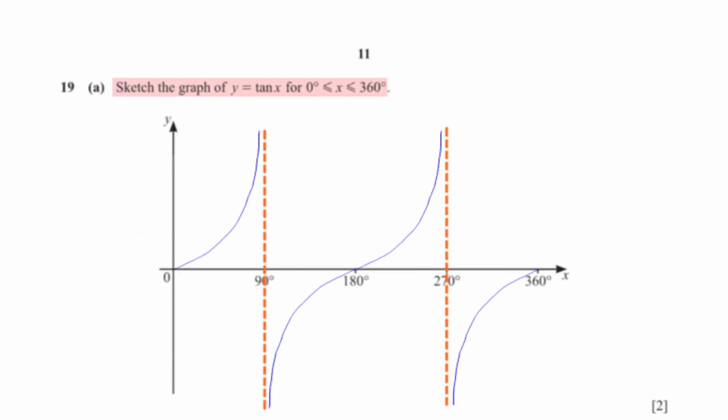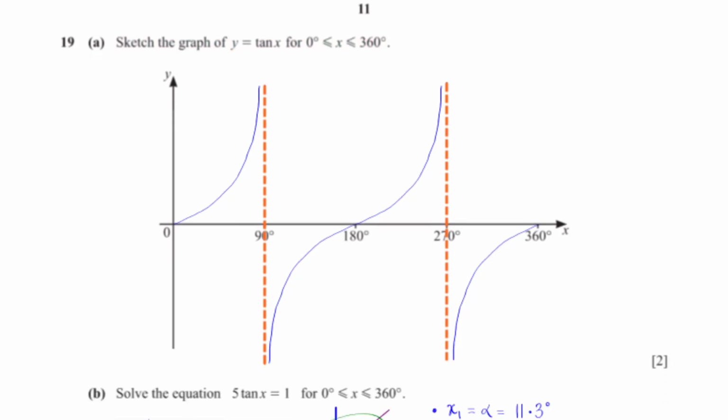Sketch the graph of y equals tan x for x greater than or equal to 0 degrees and x less than or equal to 360 degrees. And so we know that there are asymptotes at x equals 90 degrees and x equals 270 degrees. And we also know that y is equal to 0 when x is equal to 0 degrees, 180 degrees, and 360 degrees. And so with these guides, we are able to draw the graph of y equals tan x.